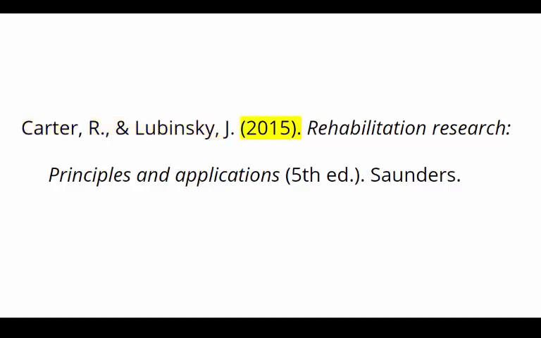Next is the year of publication. For books, it will always only be the year, even if the month and date are available, and you put that in parentheses, followed by a period. Then comes the title of the book.